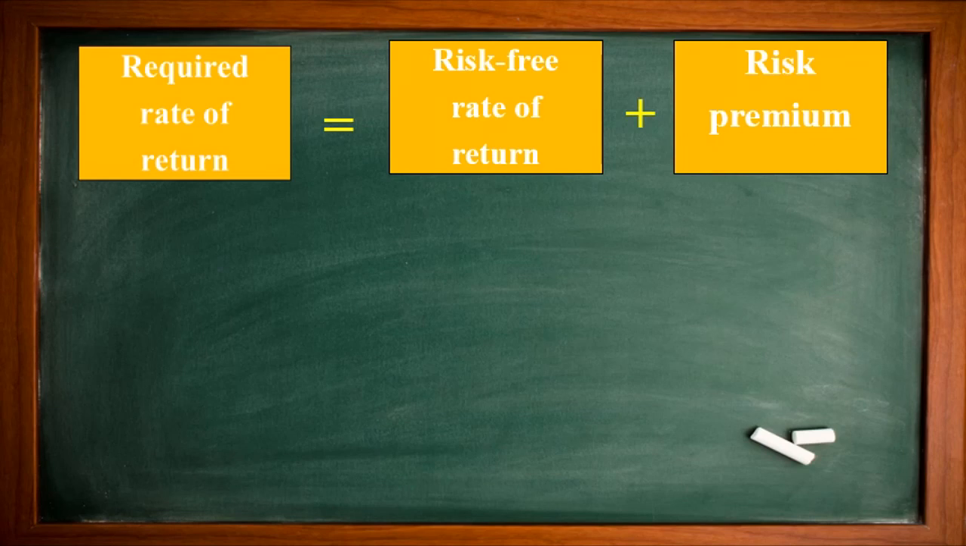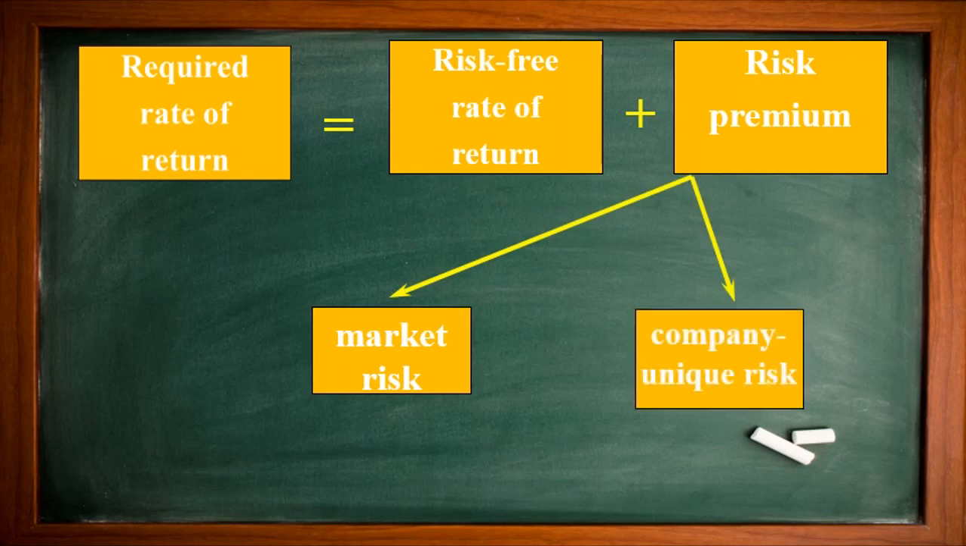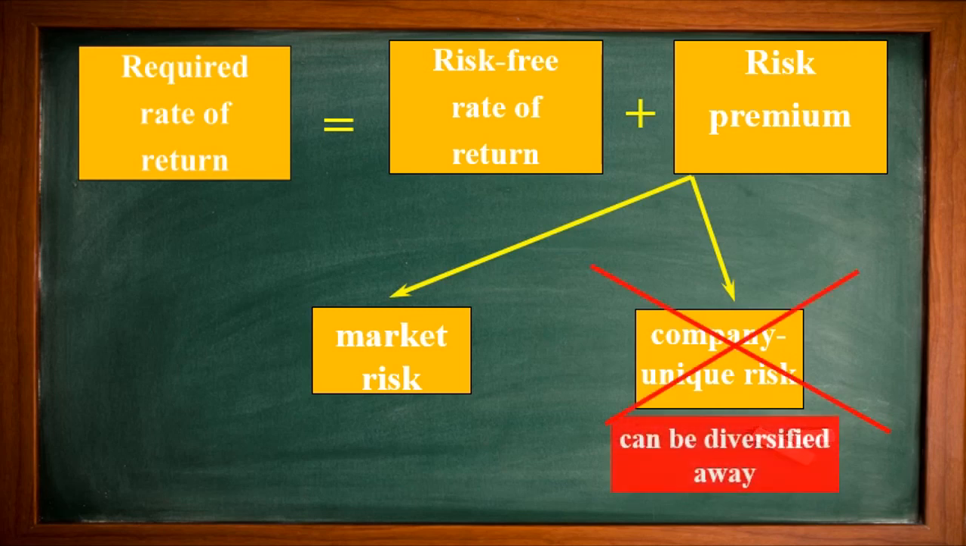As we know, the risk premium comes with two risks. Number one is market risk. Number two is company-specific risk, or unique risk. But we will not care about the unique risk, leave it, because we can diversify it away. So in the risk premium, we will only consider the market risk and beta. Let's come with me next.